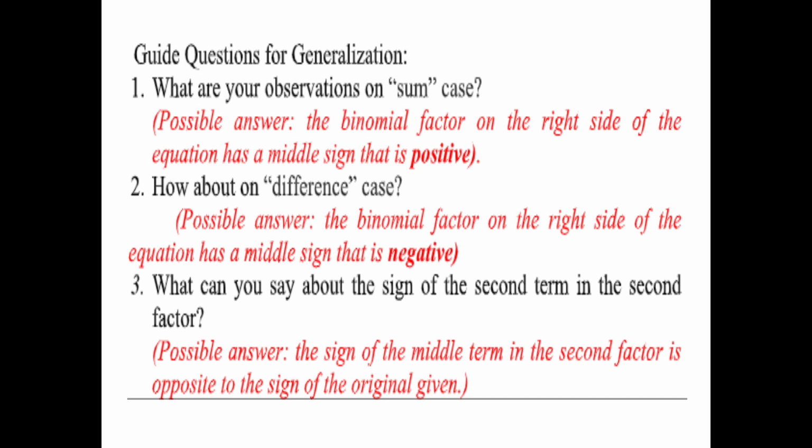Let us have guide questions for generalizations. What are your observations on the sum case? The binomial factor on the right side of the equation has a middle sign that is positive. How about the difference case? Possible answer: the binomial factor on the right side of the equation has a middle sign that is negative. What can you say about the sign of the middle term in the second factor? The sign of the middle term in the second factor is opposite to the sign of the original given.